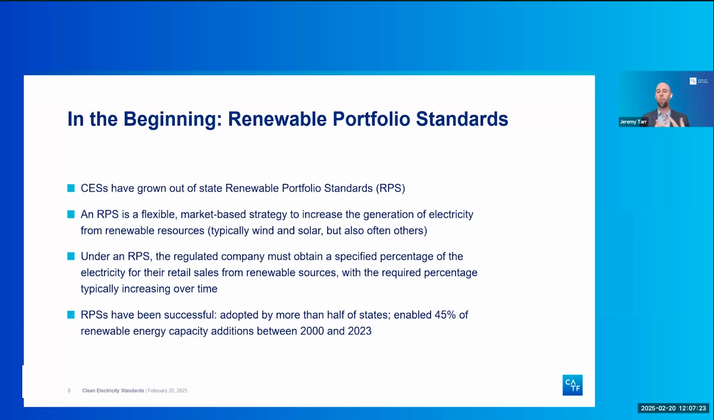So under an RPS, the regulated company has to obtain a specified percentage of electricity for retail sales that comes from renewable sources. And generally, the percentage of renewable energy that must be sold increases over time. RPSs have been successful. They have been adopted by more than half the states and have been a strong contributor to the growth in renewable energy capacity and generation that we've seen over the past couple of decades.